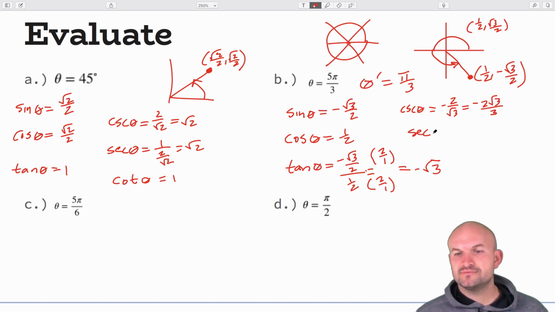For the secant of theta, that's going to be 2 over 1, which is 2. And then we have the lovely cotangent of theta, which is equal to a negative 1 over square root of 3, which equals a negative square root of 3 over 3.